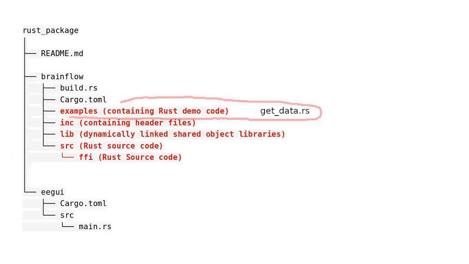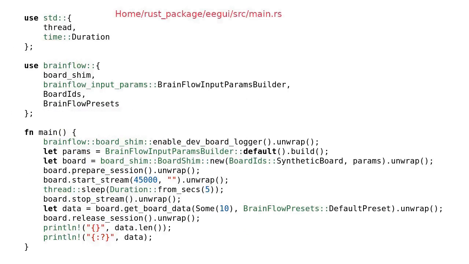Within the examples folder, there is a file named get_data.rs. I will copy the code from this file and paste it into the main.rs file. I will then proceed to explain the code line by line. But first, let's compile the code.